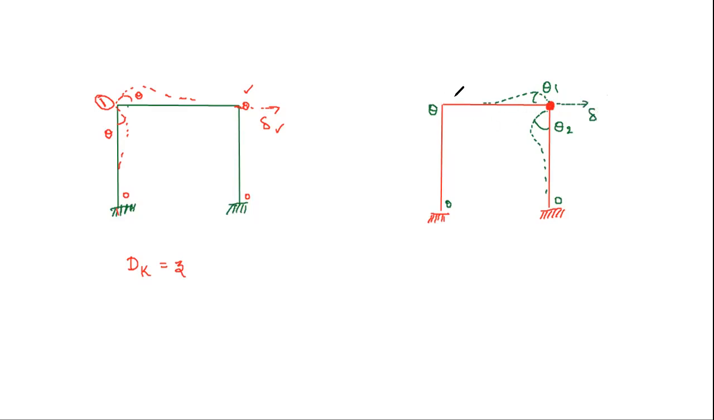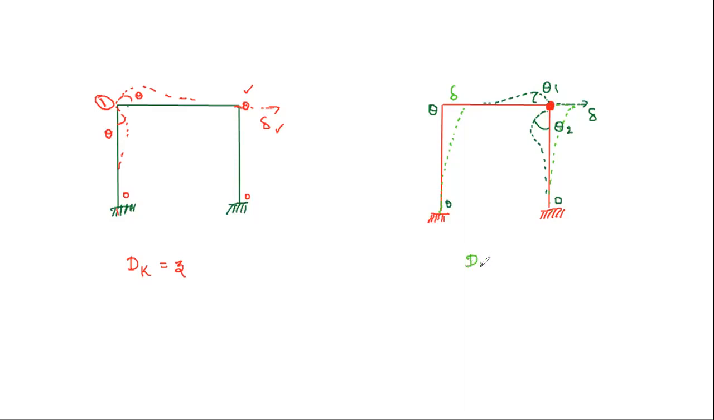So you can ask me why we didn't take this del here. Whenever a beam deflects, it will be like this. So the same del will be like this. Whatever value it is deflected here, it will be the same here. So the possible displacements will be theta, theta 1, theta 2 and del.